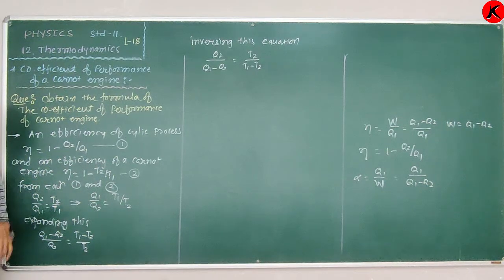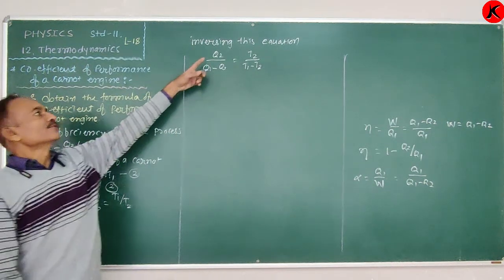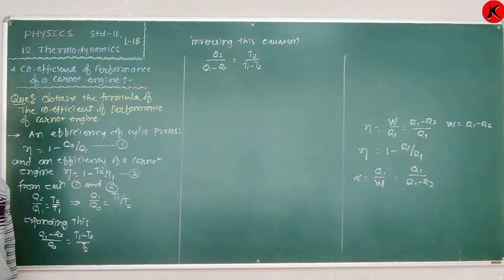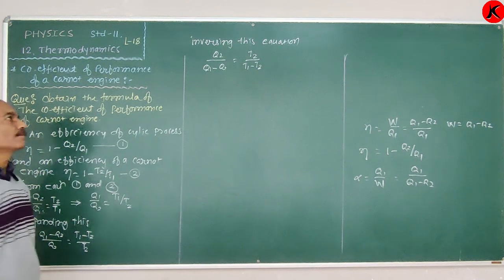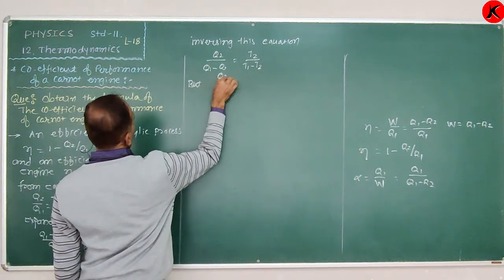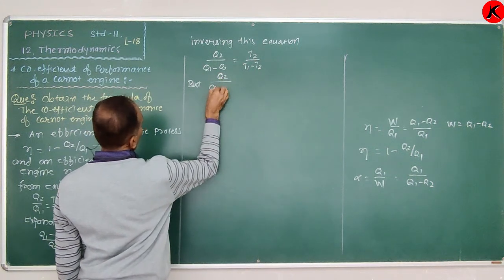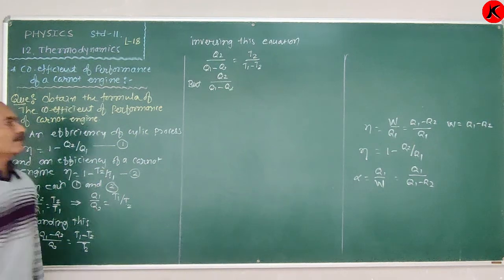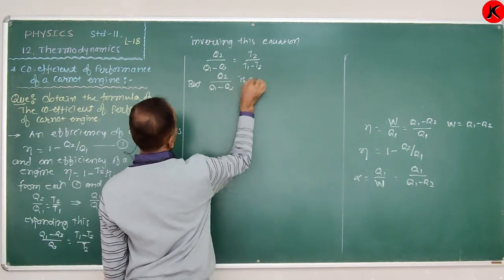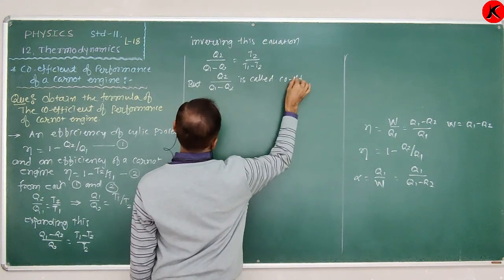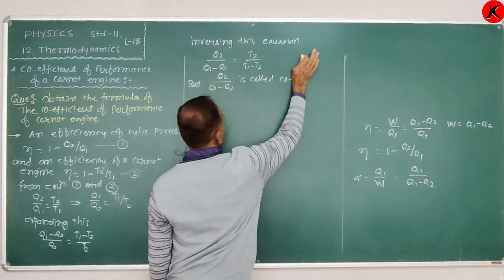Now we know that Q2 upon Q1 minus Q2 is the coefficient of performance. Q2 upon Q1 minus Q2 is called the coefficient of performance.